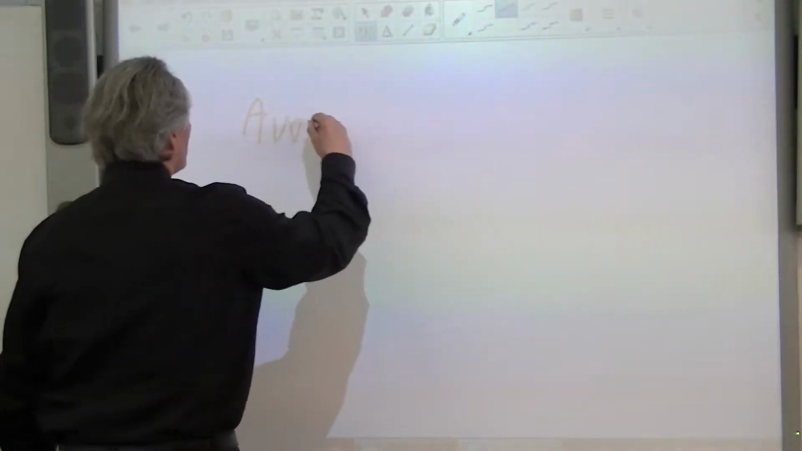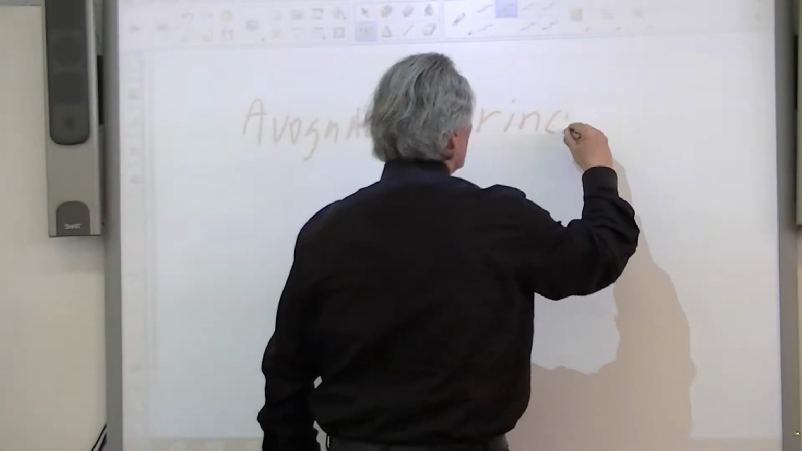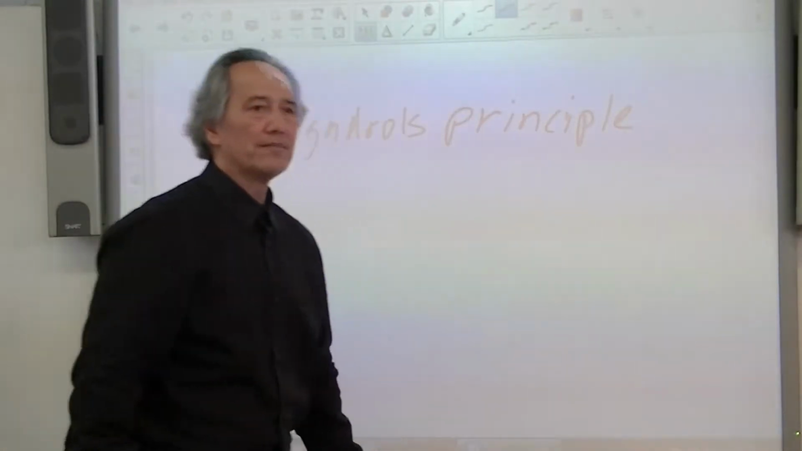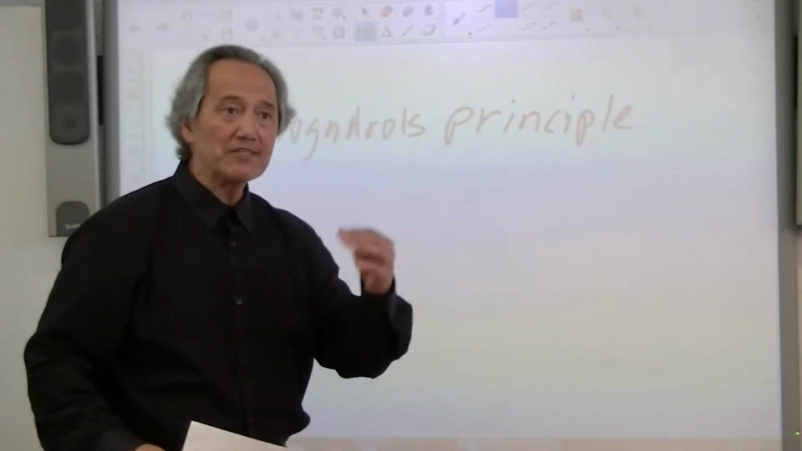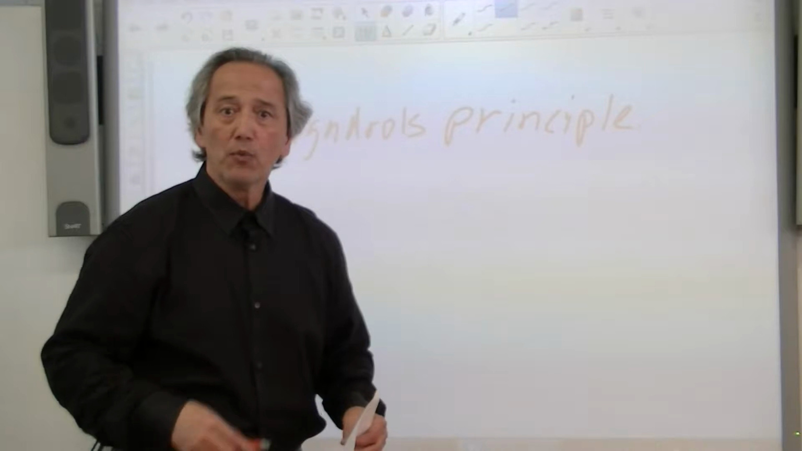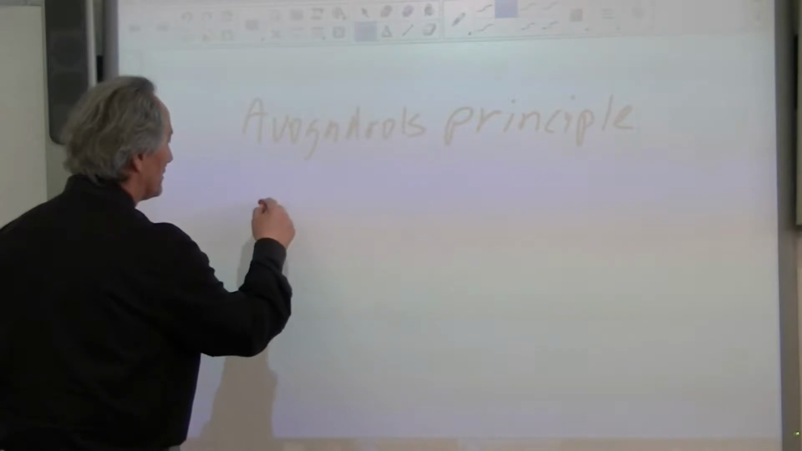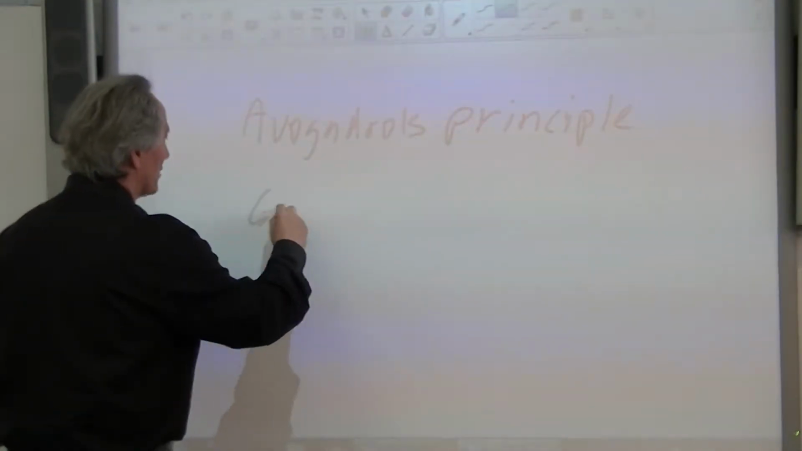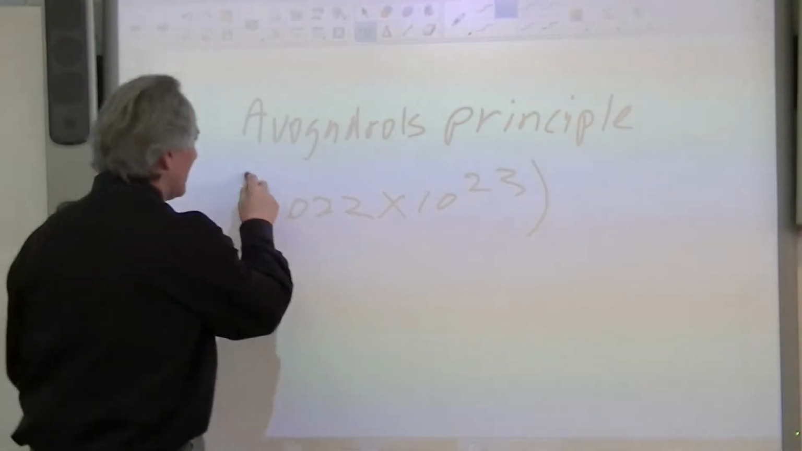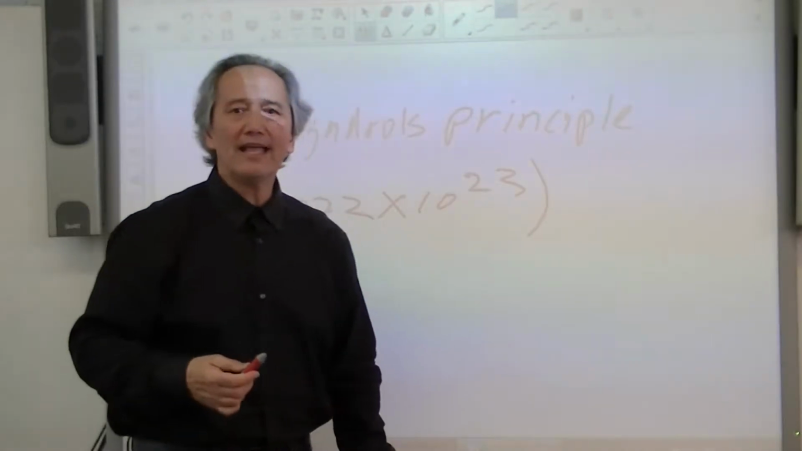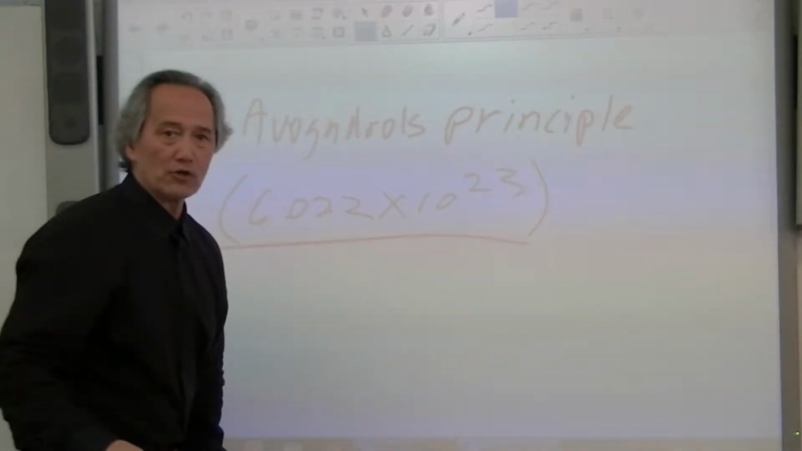Let me go ahead and write that, Avogadro's principle. Now remember, Avogadro's principle states that any gases that are at the same temperature and the same pressure will have the same number of particles. So remember and recall that Avogadro's constant in terms of particles per mole was 6.022 times 10 to the power 23. And so essentially any gas or gases at the same pressure and temperature will have the same number of particles per mole.